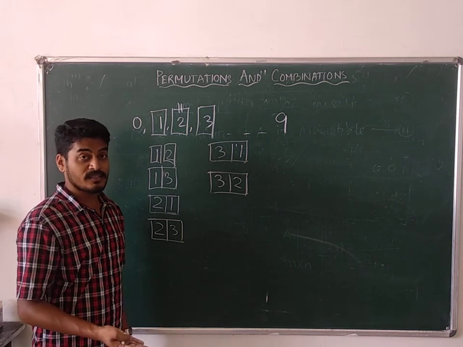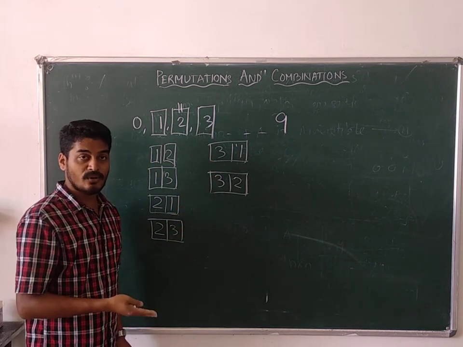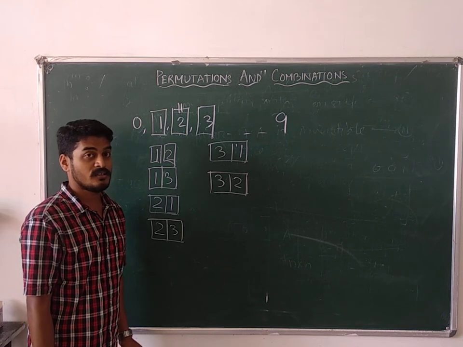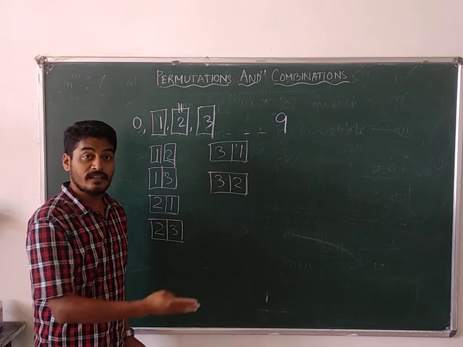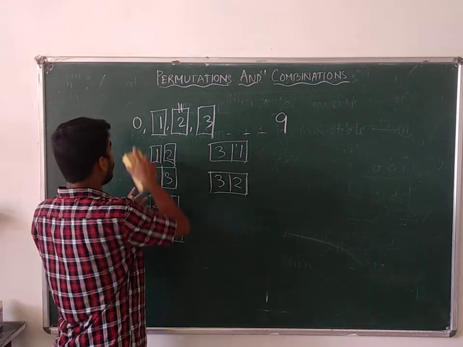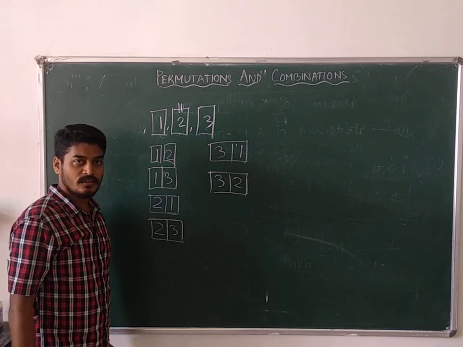How many 3-digit numbers can be formed out of 0 to 9? How many 5-digit numbers can be formed? How many 7-digit numbers can be formed? You can easily find out all those numbers in a simple way. How many even numbers can be formed? How many odd numbers can be formed? Suppose from 1 to 3, 3 digits are there. The question is given how many even numbers can be formed.